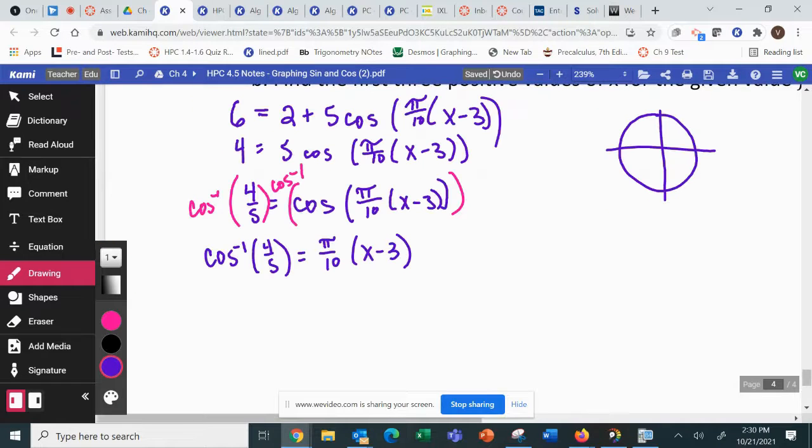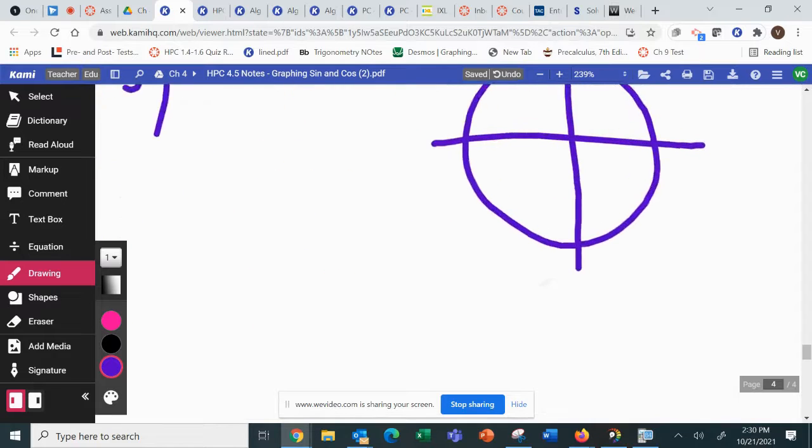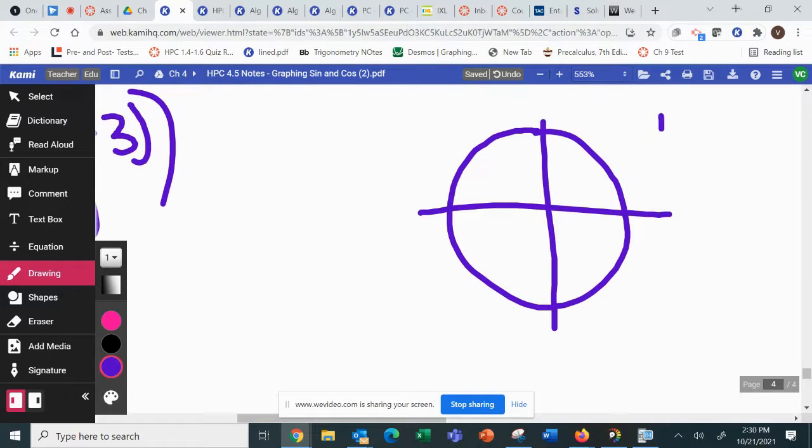You see where I wrote the cosine inverse right here in pink. Where is cosine of whatever equal to a positive 4/5? Where is cosine positive? First or fourth quadrants. Okay? So the first thing I need to think about is it's going to be in the first or fourth. So that means we're going to have a terminal side in the first. We'll also have a terminal side in the fourth.